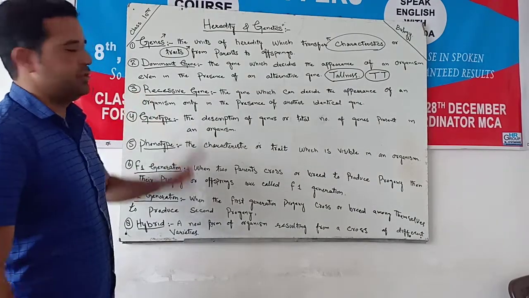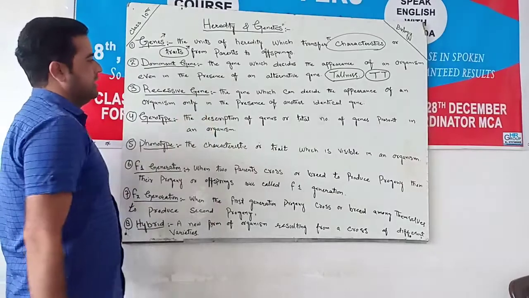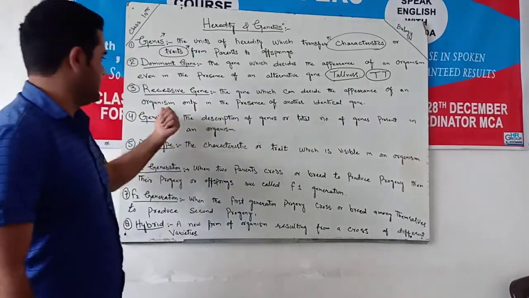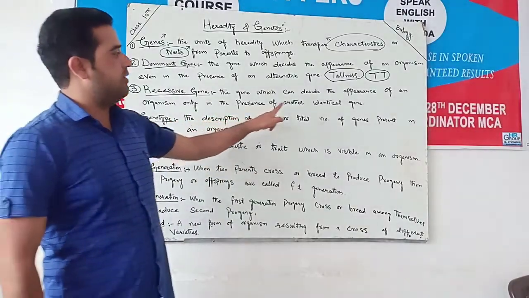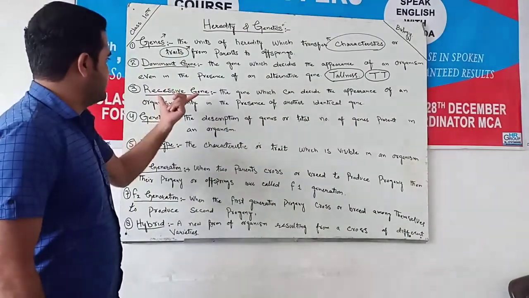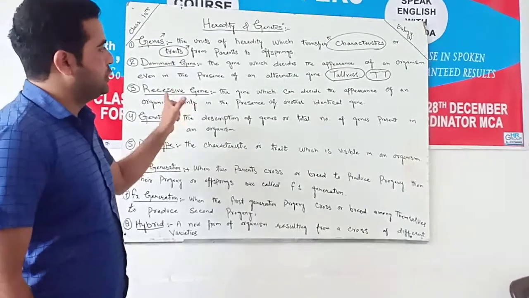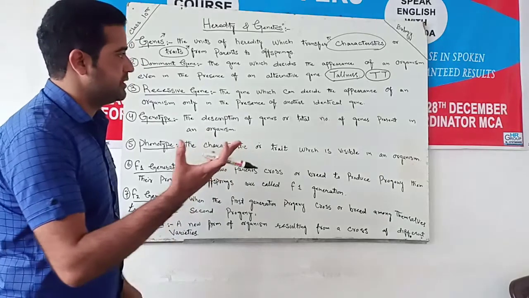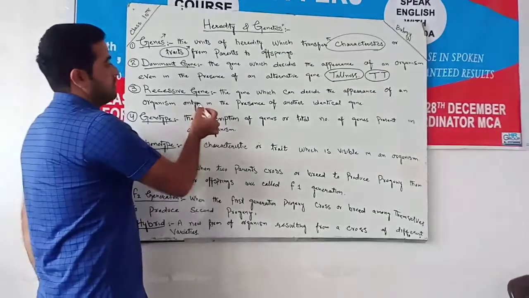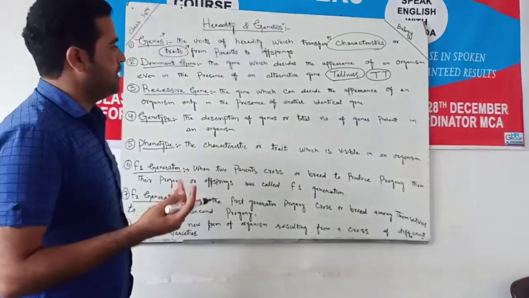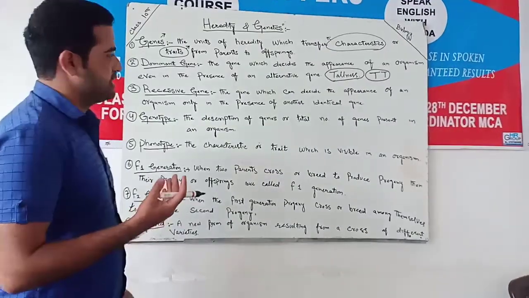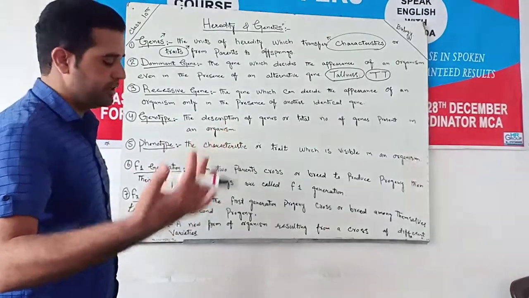Third one is the recessive gene. This recessive gene is the gene which can decide the appearance of an organism only in the presence of another identical gene. Whenever the recessive gene is present, it can decide the appearance only if another identical copy of the gene is present. Then only can this recessive gene show its appearance and decide the appearance of an organism.